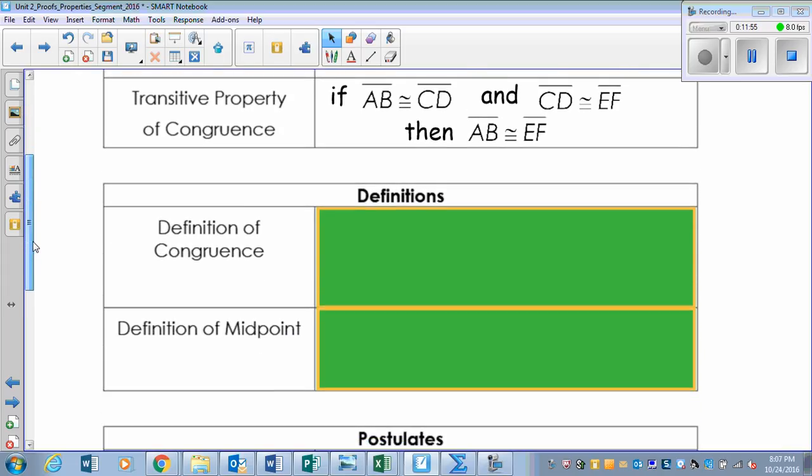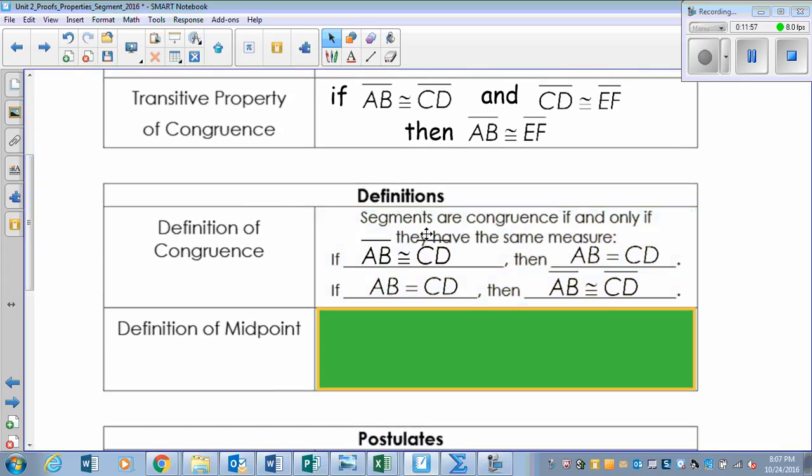Now your definition of congruence states that segments are congruent if and only if they have the same measure. So if AB is congruent to CD, then AB has to equal CD in measure. Likewise, if AB equals CD in measure, then line segment AB has to be congruent to line segment CD.